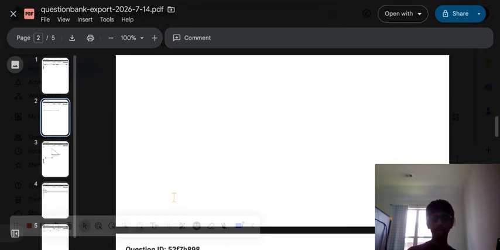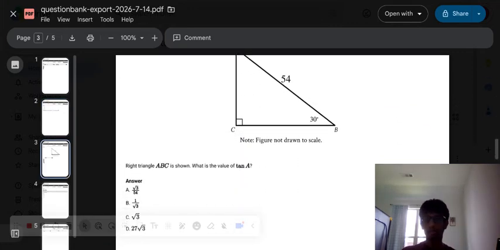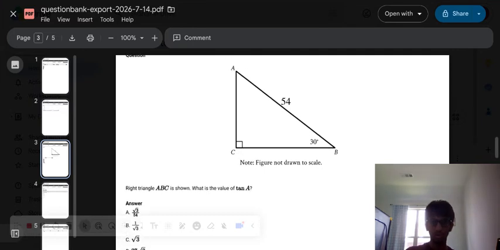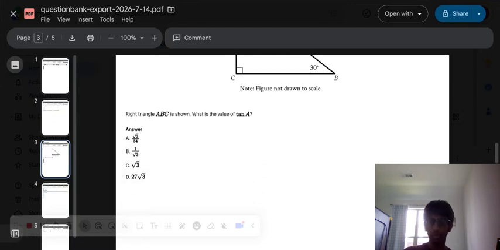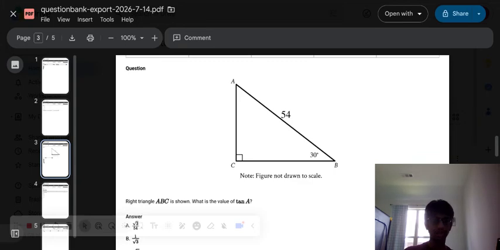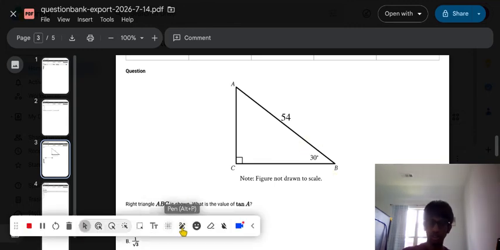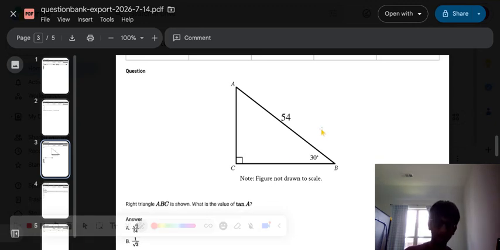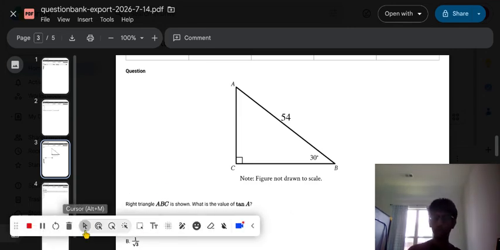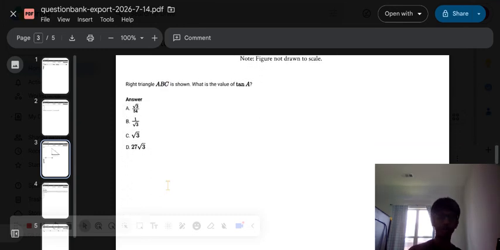Moving on to our next question, it says rectangle ABC is shown. What is the value of tan A? Okay, so how can we figure this one out? If we look here, there is one key clue that we can use. But I'll have to go into a bit more background information before I can tell you how to solve this problem. So this problem involves the use of special right triangles.